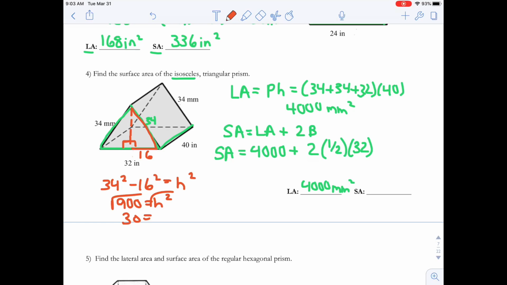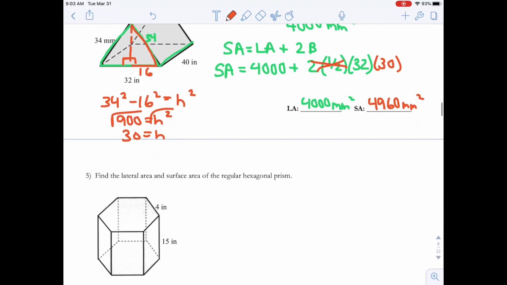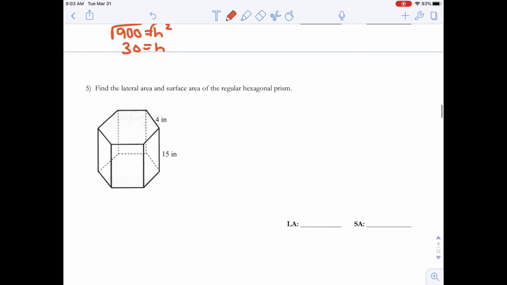So again, do not forget about good old Pythagorean theorem. Do some calculations there. Again, that 2 and the 1/2 will cancel out. Pretty nice for us. 4,000 plus 32 times 30. We see that this is 4,960 millimeters squared. We got one more problem we're going to do. We're going to find the lateral and surface area of a regular hexagonal prism.